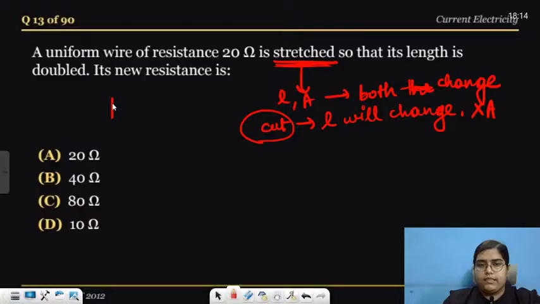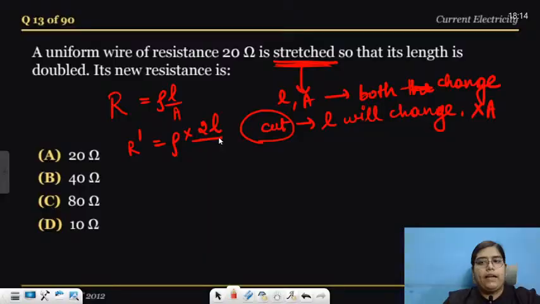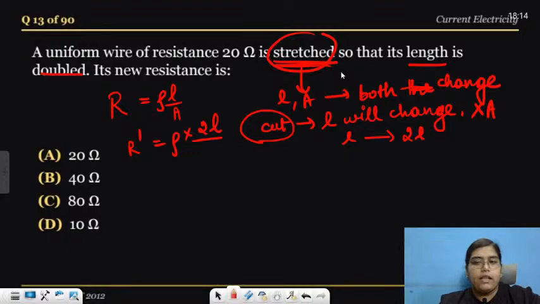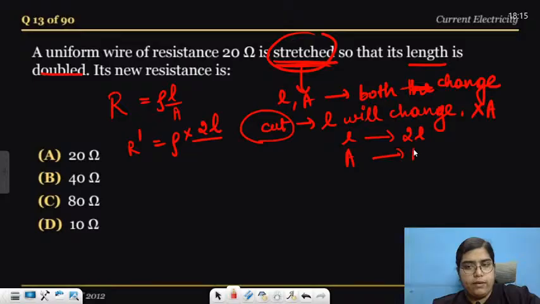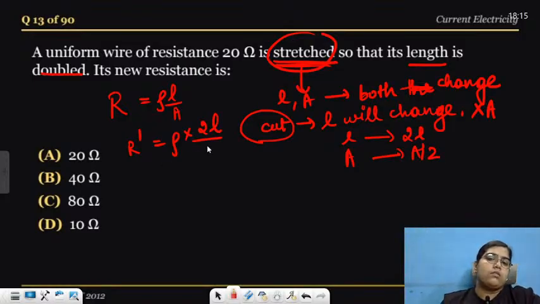Okay, then we'll discuss this. Earlier the resistance was rho L by A. Now the new resistance, R dash, becomes rho into 2L divided by the new area. After stretching, the length is doubled, earlier L, now 2L. Why does the area change? Because the volume will remain constant. So area will become A by 2 because the length has doubled. This 2 goes in the numerator, so the total resistance becomes 4 rho L by A.